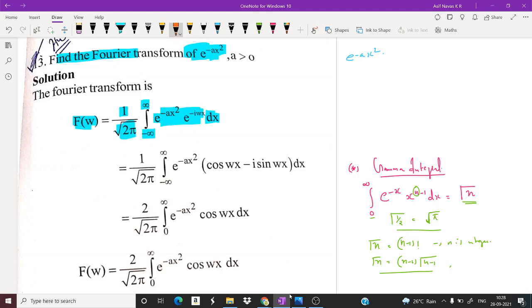And we know what the value of e raised to minus i omega x is by Euler's equation. Here i omega is constant, so this is actually cos omega x minus i sin omega x. And we know that cos is an even function and sin is an odd function. So I am converting this into this format: 1 by root 2 pi integral from minus infinity to infinity e raised to minus ax square, cos omega x minus i sin omega x dx.